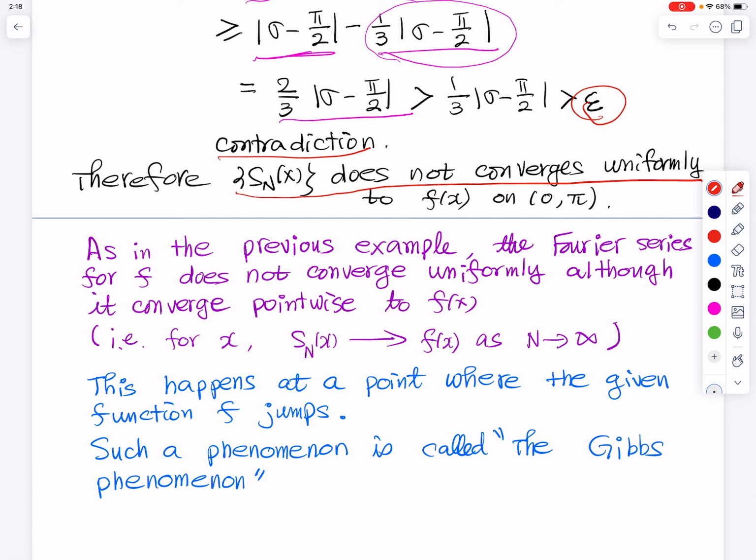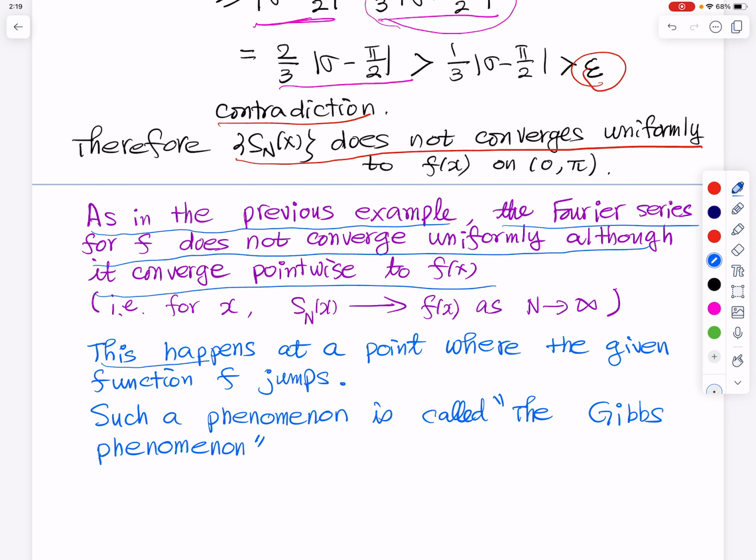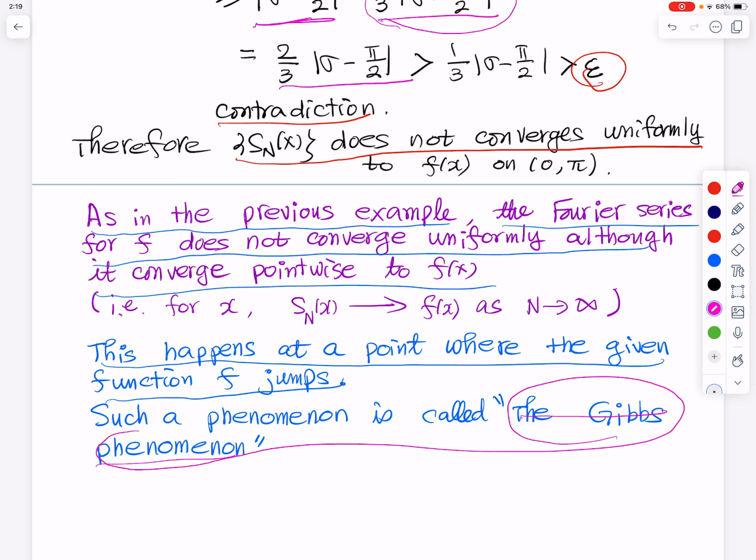So this is a very simple example. As I just wrote down here, as in the previous example, the Fourier series of f does not converge uniformly, although it converges pointwise to f. In this example, f(x) is piecewise continuous, so the Fourier series converges, but does not converge uniformly. This happens at the point where f jumps. Such a phenomenon is called the Gibbs phenomenon. This is one of the important properties in differential equations.